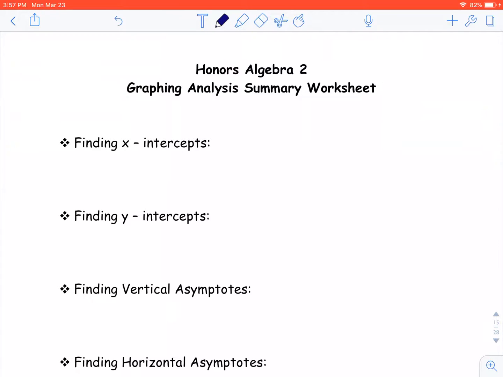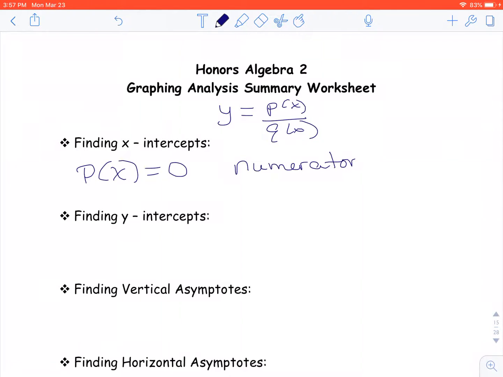All right, so finding the x-intercepts. Remember this function, y equals p of x over q of x. That's the form of a rational function. So the x-intercepts, we take the numerator, set it equal to 0. You can even pause the video, see if you can answer all the questions, and then skim through it to make sure that you have the correct information written down. So if we take the p of x and set it equal to 0, that really means we're taking the numerator equal to 0 and solving for x. Your ordered pair should be x comma 0.